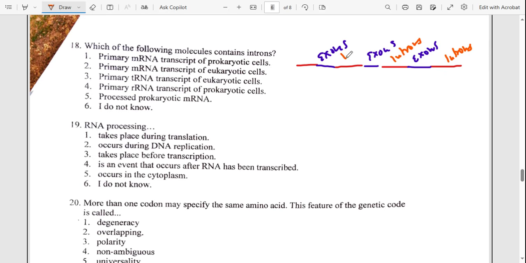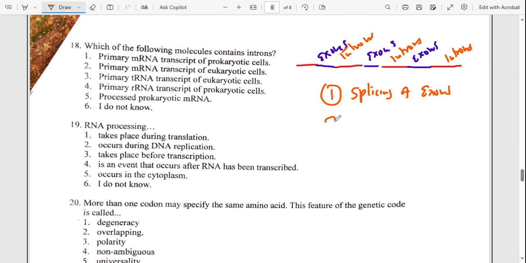So three main modifications have to happen. Number one, there's what we call splicing of exons. To splice is to join. We are going to remove the introns and then join the exons, because introns are not required.